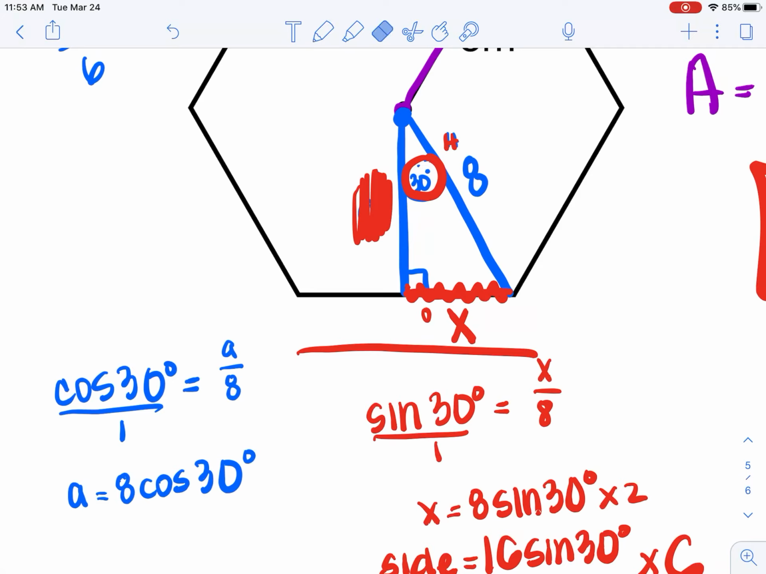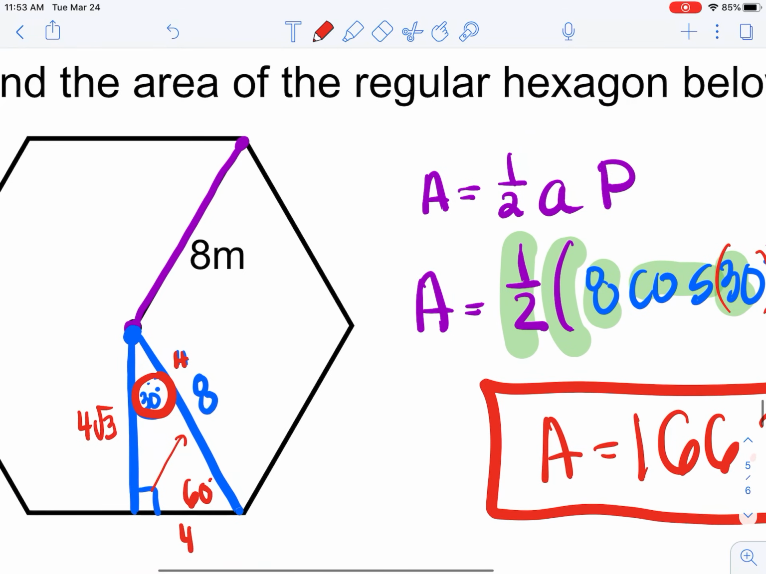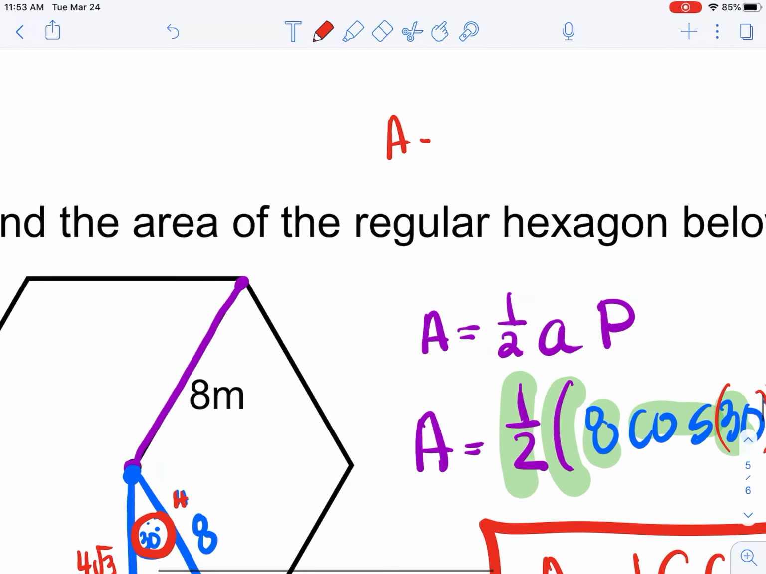Now I want to show you another way you could have done this one. You could have realized that, let me erase this X and A here. This is a 30, 60, 90 triangle. So I have across from the 90 degree angle is 8. So across from the 30 degree angle is 4. Across from 60 is 4 root 3.